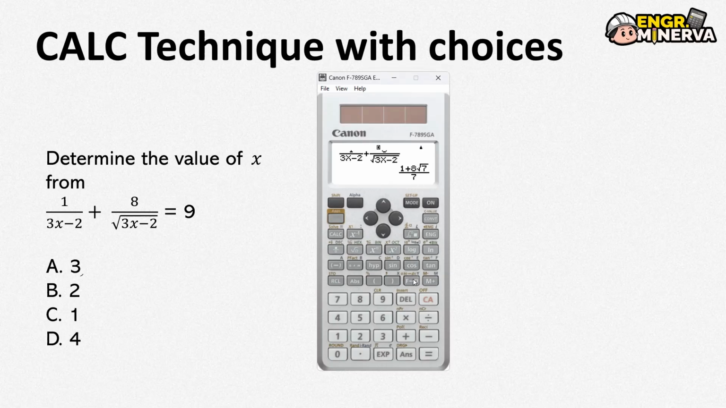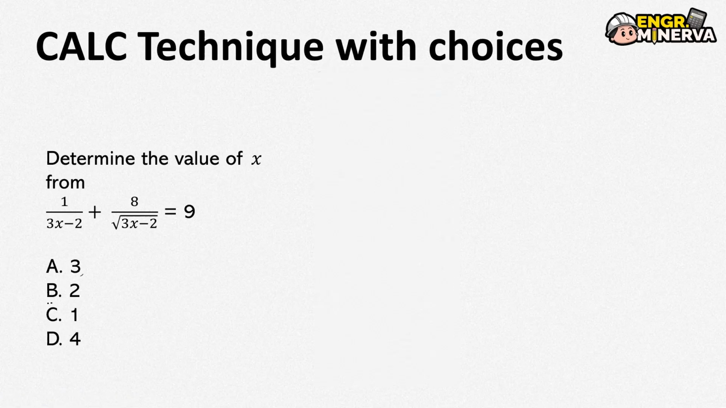So this answer is not equal to 9. Then you press calc again. Press 2. So that is not equal to 9. Calc, then we try 1. So that is equal to 9, but we keep checking all the way to choice D. Let's try 4. So that is not equal to 9. So it means the only choice that corresponds to the answer 9 is letter C, which is 1. So letter C is our correct answer.